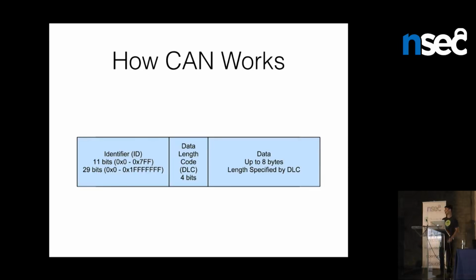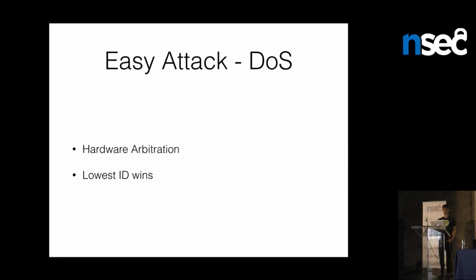So the identifier, again, is an 11 or 29-bit ID. Data length code is 4 bits, 0 to 8, and then your data. And that's really all that's on the wire. From a software point of view, it's nice and simple. And this brings us to the first really easy thing that you can do if you're on a CAN bus, which is a denial of service.